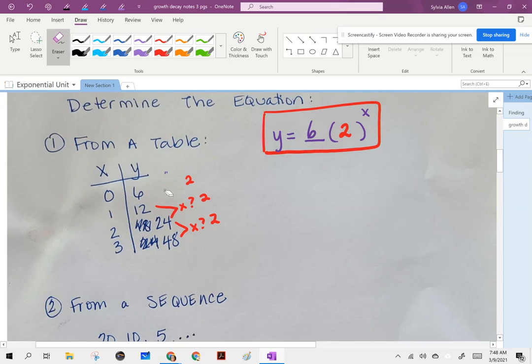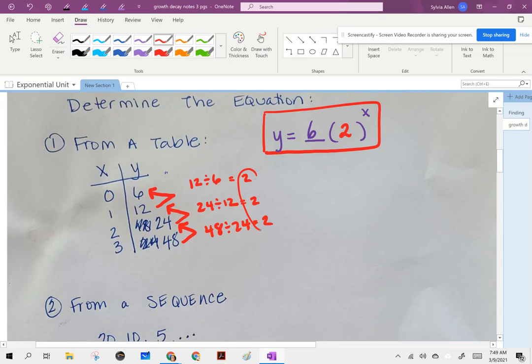But let's say for just a minute, you didn't know that that's what it was. So what you do is you take the next term and you divide by the preceding term. So 12 divided by 6. You take the term divided by the previous term. So 24 divided by 12. 48 divided by the previous term. And so you're dividing by the previous term, and that should give you your rate of change, and that's where you're going to get that B value.